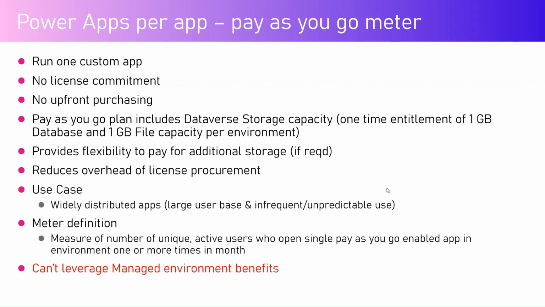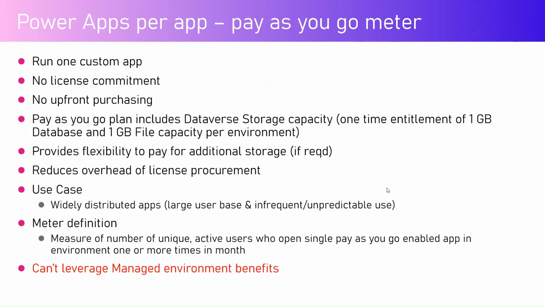Now, the difference between Power Apps per app and Power Apps per app pay as you go meter is that the pay as you go meter is like live billing: depending on your requirement, your need, and your billing cycle, you get to access the environment. So you need not purchase it upfront. With Power Apps per app, even if you use or do not use the app, you will have to pay the money. But with this, it is only on a consumption basis. It runs one custom app, there's no licensing commitment, and there's no upfront purchasing.